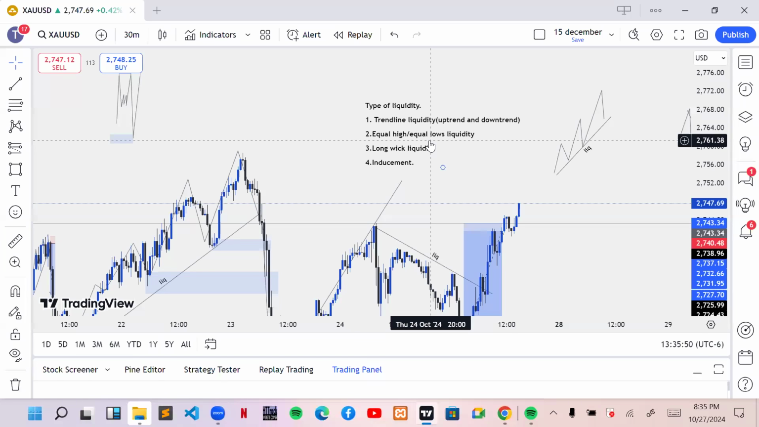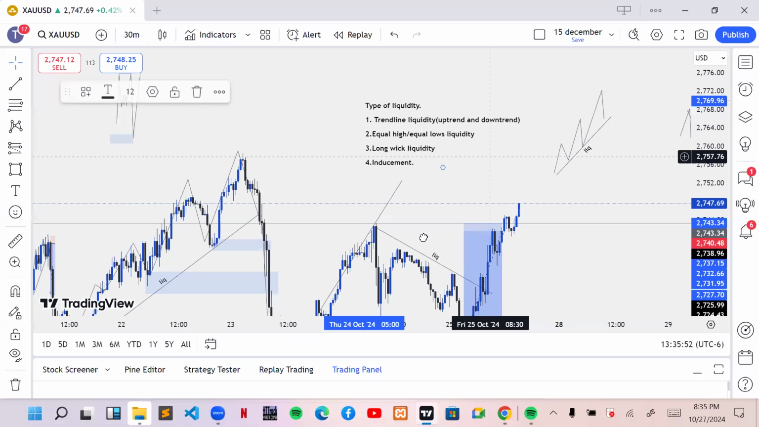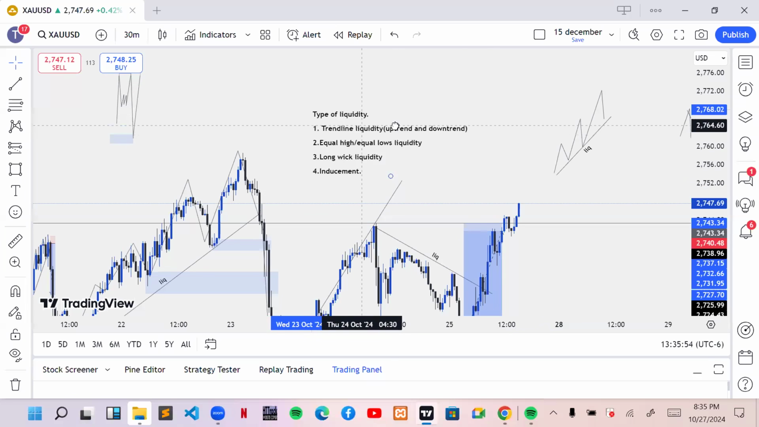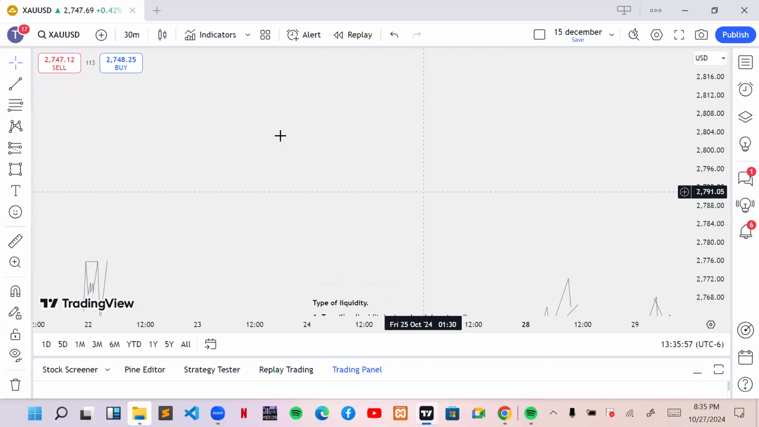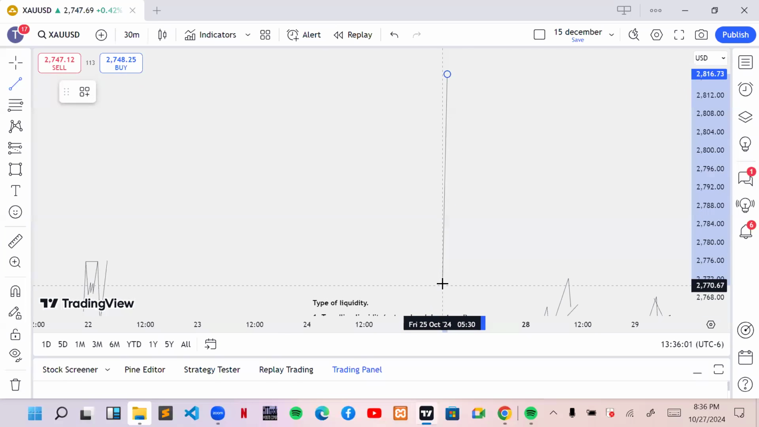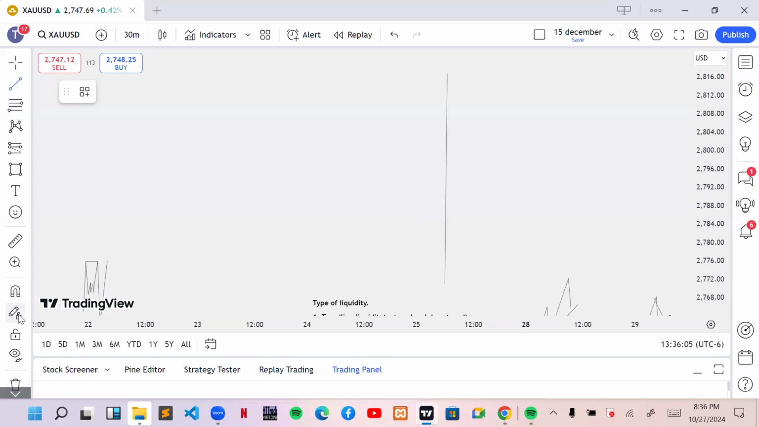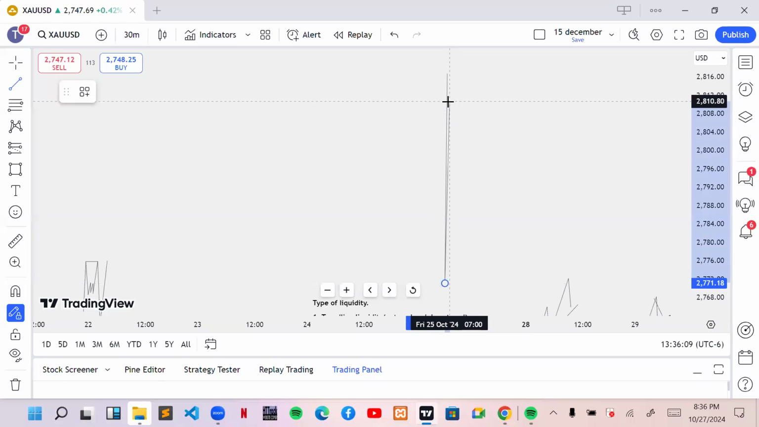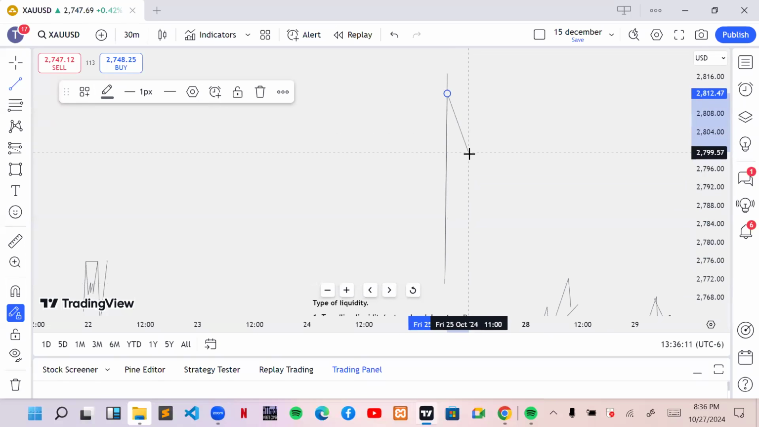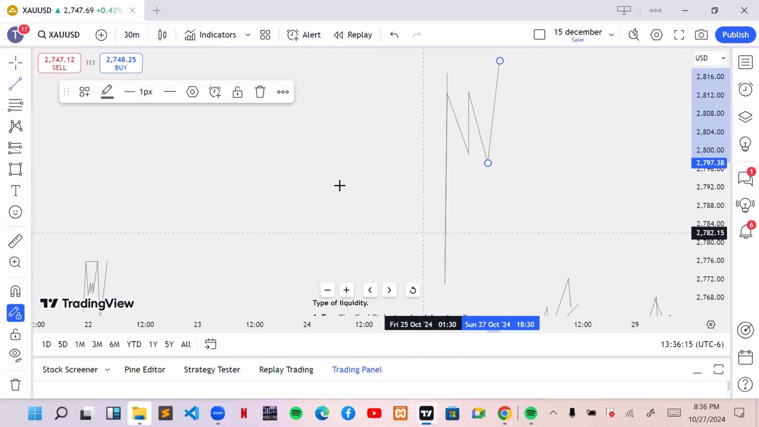Now, long wick liquidity happens, I think, most of the time when there's too much volatility in the market. Let's say during news, the news makes a market movement and there's a huge spike in the market, and price eventually reverses up like this. Then there's a spike and price does something like this, back up, and then starts moving. So this spike in the market is actually liquidity.